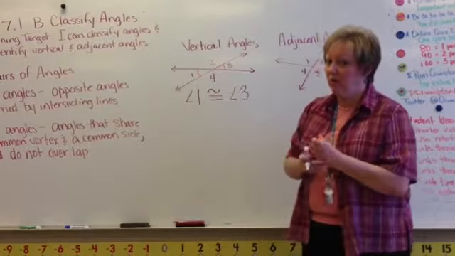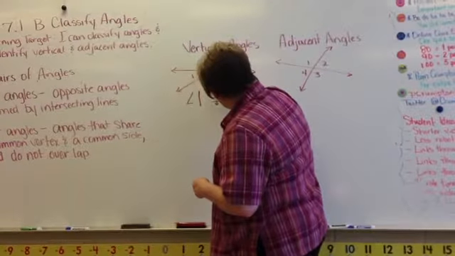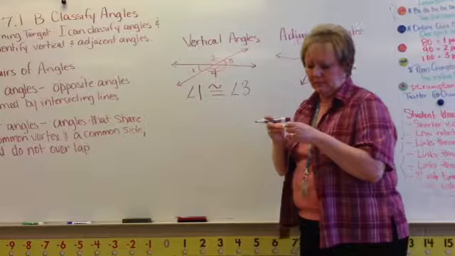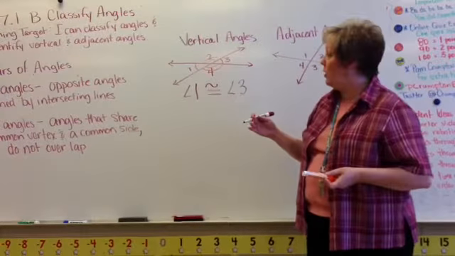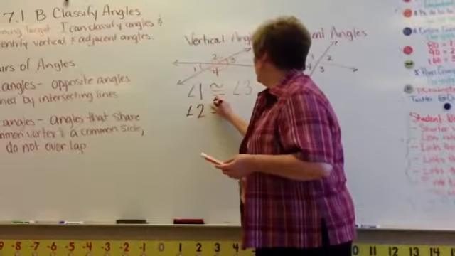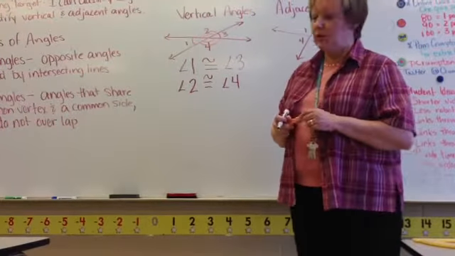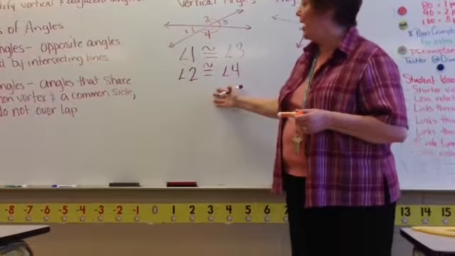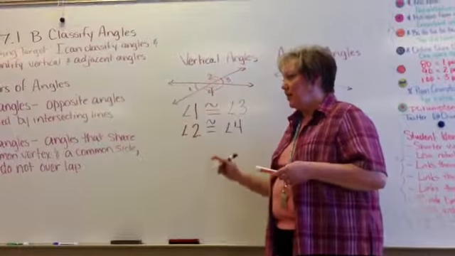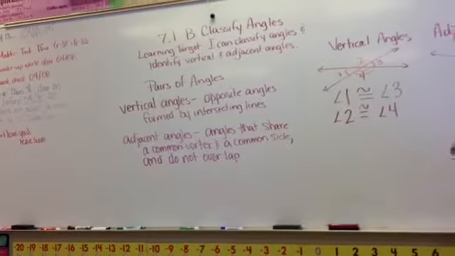Well, there's two more vertical angles here, angle 2 and angle 4. And vertical angles, again, are congruent. So we can say that angle 2 is congruent to angle 4. It's pretty easy to handle these vertical angles, identifying them. Now let's talk about adjacent angles. Adjacent angles are angles that share a common vertex and a common side.